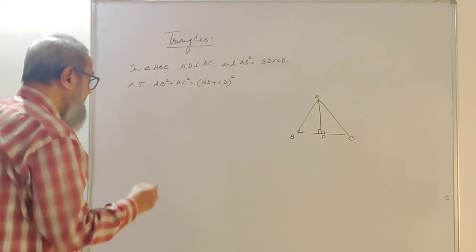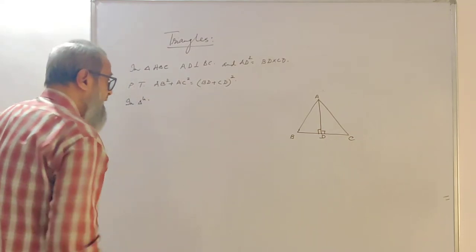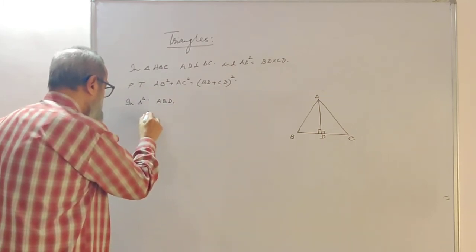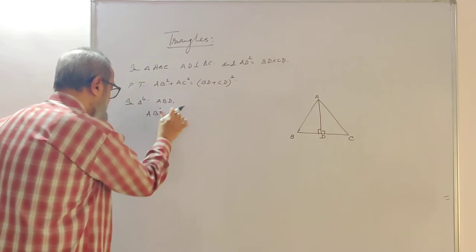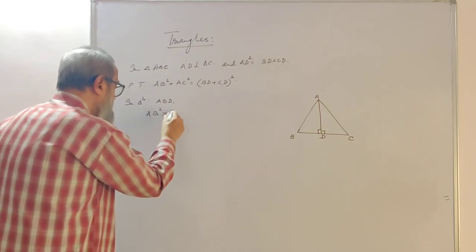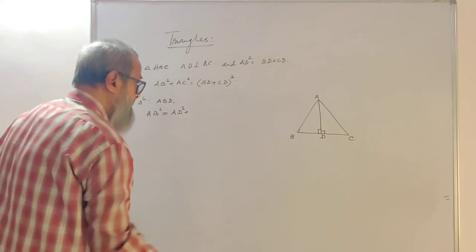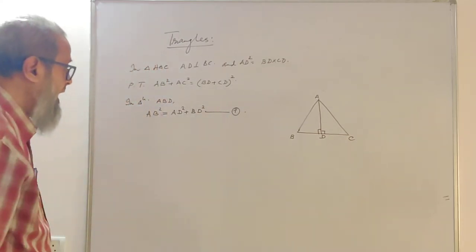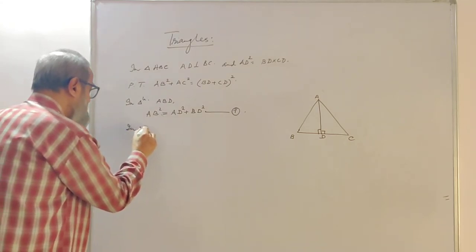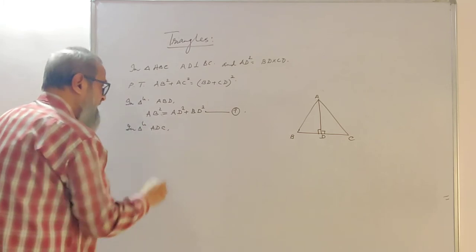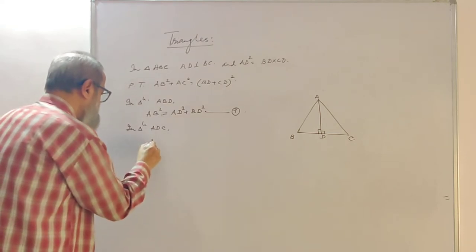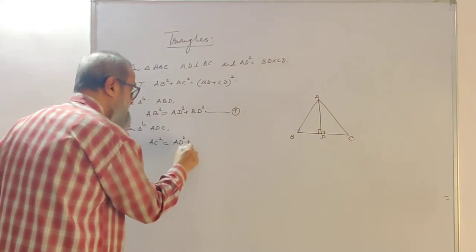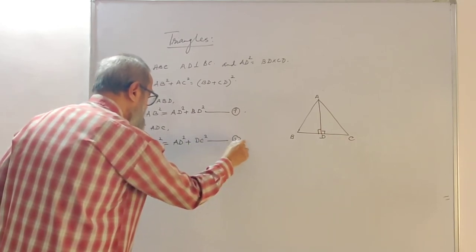Now, in triangle ABD, we know that according to Pythagoras theorem, AB square, that is hypotenuse square, is equal to AD square plus BD square. I'll call this relationship 1. Now, in triangle ADC, again that's a right angle triangle, AC square will be equal to AD square plus DC square. This I'll call equation 2.